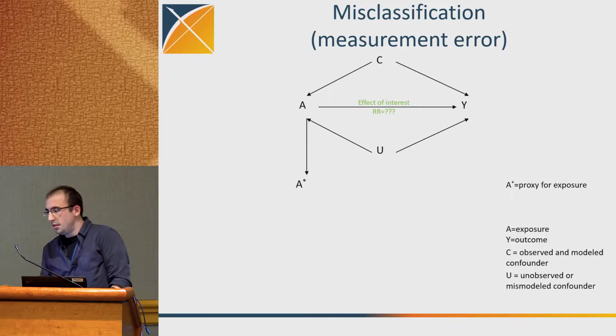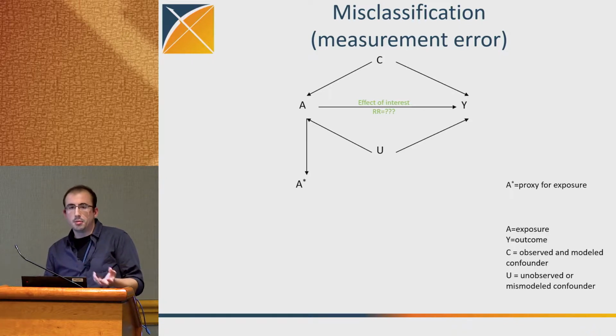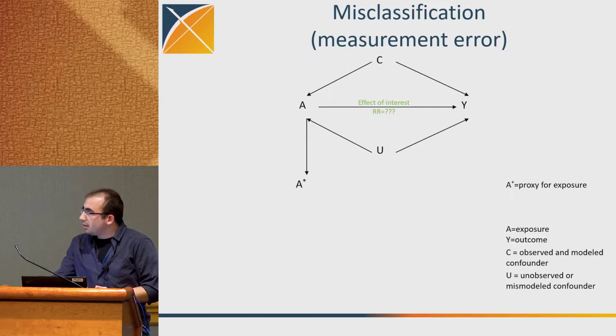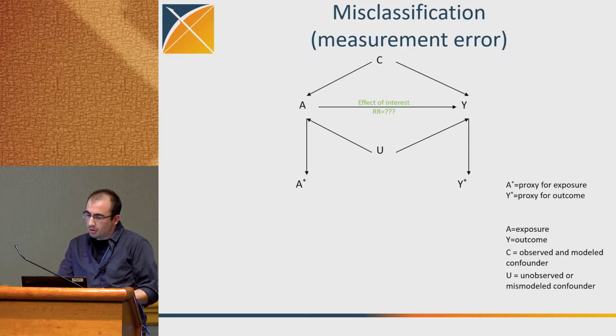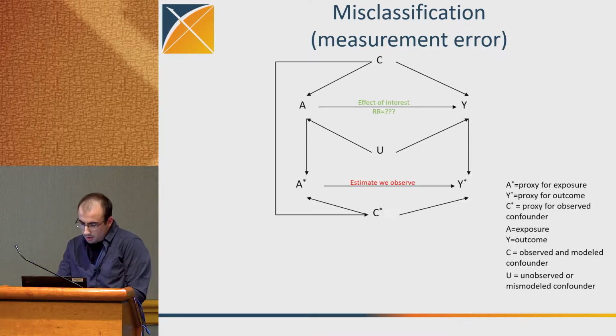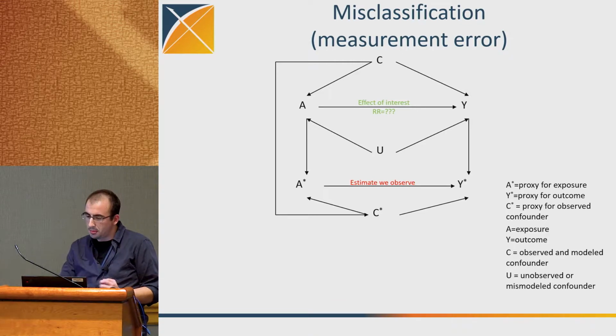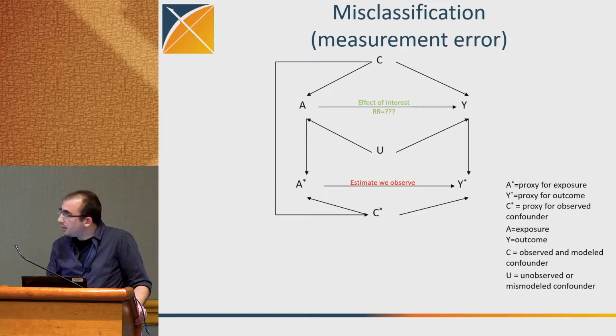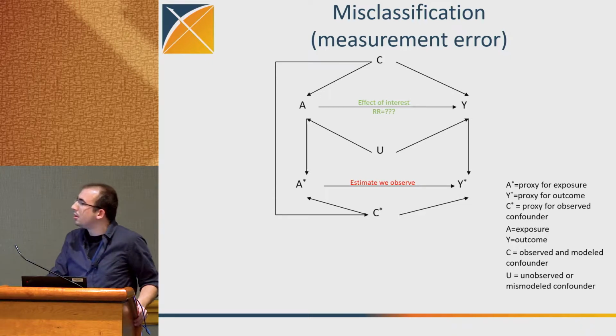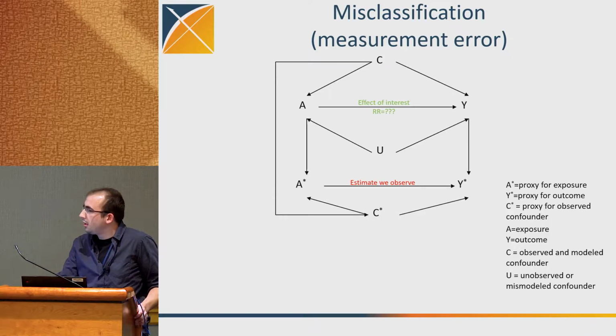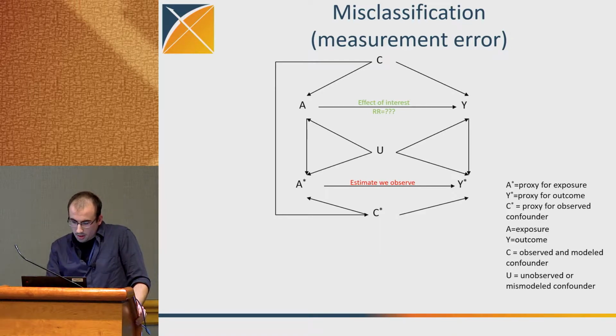So this could be a set of rules that we use to define treatment. And then we have a set of rules that we use to define the outcome. And then also a set of rules that we use to define the factors that we suspect could be confounding the association that we're estimating. So instead of estimating the green association, we end up estimating the red one.